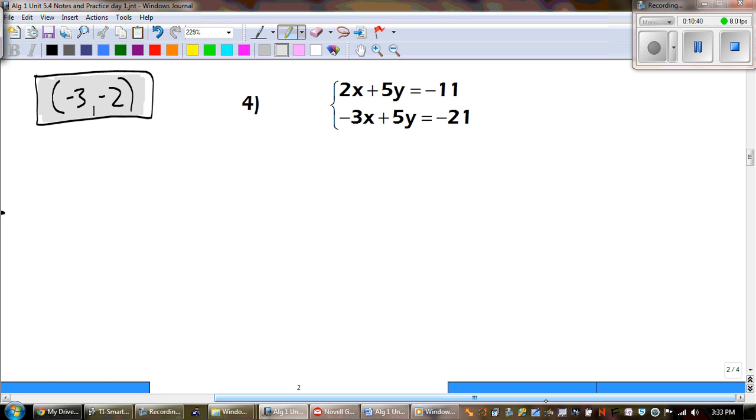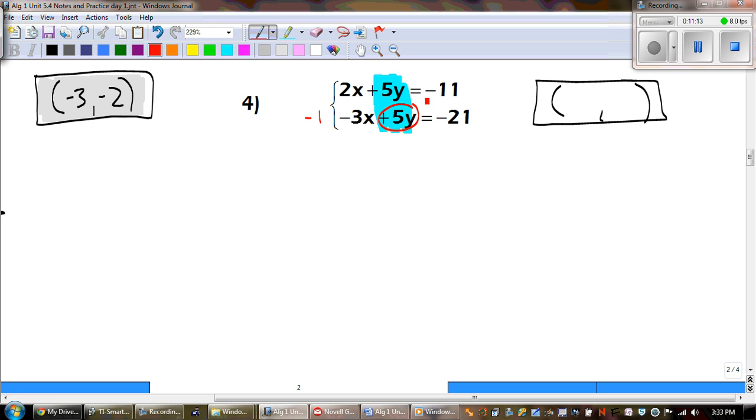Okay, let's look at number 4. Right away, I'm going to draw my little ordered pair so I know that's where I write my final answer. All right, let's look at your x's and your y's. What would be the easiest to cancel out? Well, if I'm looking at the y's, I could just multiply either the top or the bottom by a -1, and they'd be opposites, right? That's what we want, guys. That's the whole point of doing this.